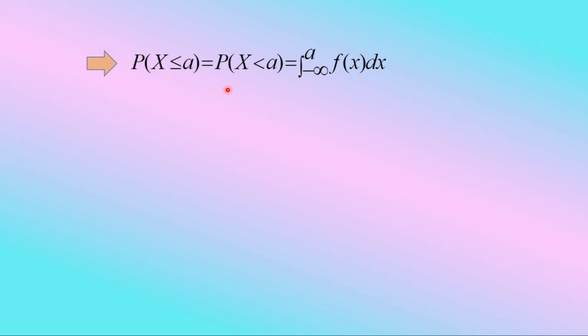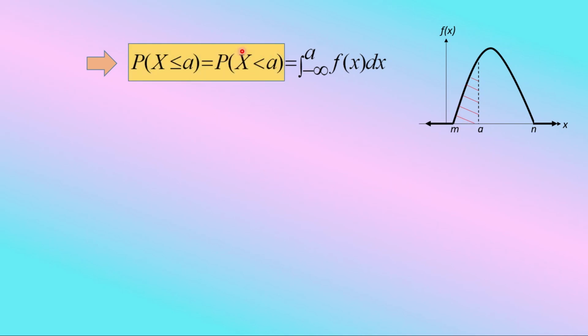The next property is the probability of random variable X less than or equal to a is equal to the probability X less than a, and it is obtained from the integration process from negative infinity to a of f(x). This area under the curve represents the probability X less than or equal to a.